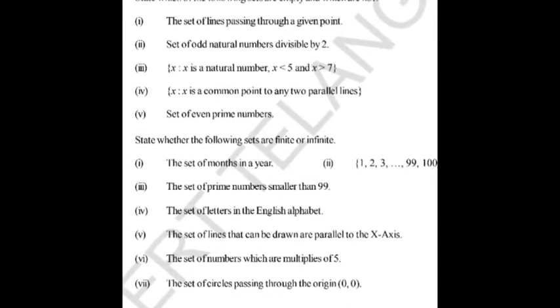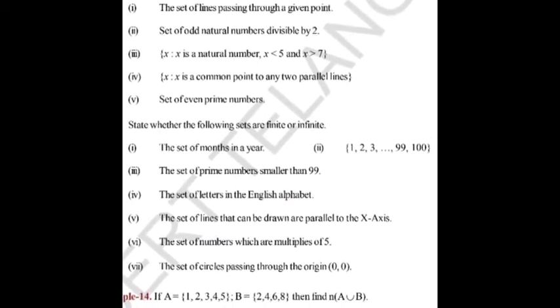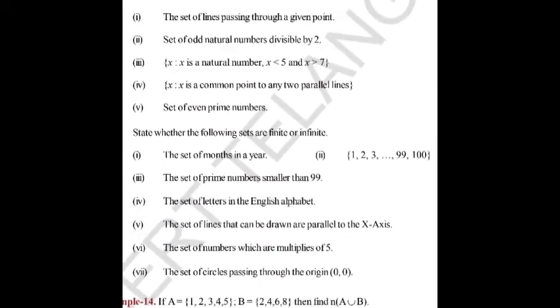The set of prime numbers smaller than 99. From 1 to 99 we can write the prime numbers, those are countable. So it is a finite set. Fourth one, the set of letters in the English alphabet. How many alphabets are there? 26. So it is countable. So it is a finite set. The set of lines which are parallel to the x-axis. We can draw many more lines, an infinite number of lines parallel to the x-axis. So it is an infinite set.